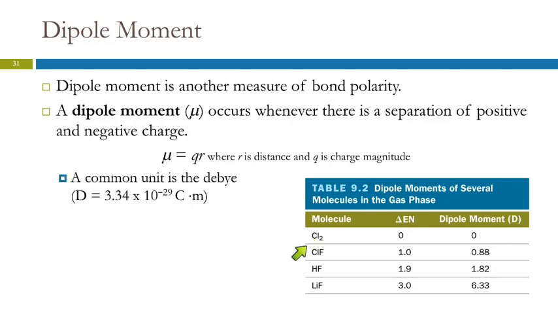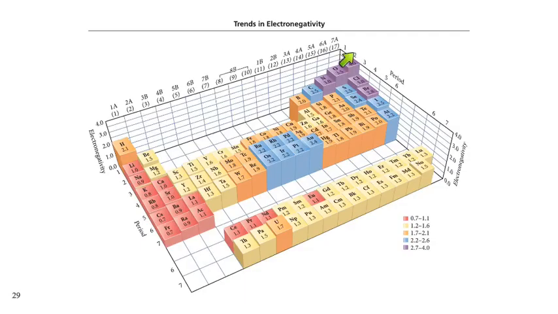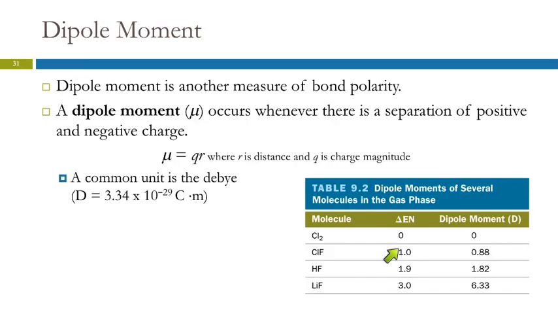So this is two chlorine atoms. The difference in electronegativity is going to be 0 because they're the same, right? And so we see that the dipole moment is 0. Here, chlorine and fluorine. If we go back to the table, fluorine is a 4, chlorine is a 3. So the difference in electronegativity, 4 minus 3 equals 1, right? So the difference in electronegativity is 1, and this has a dipole moment of 0.88.